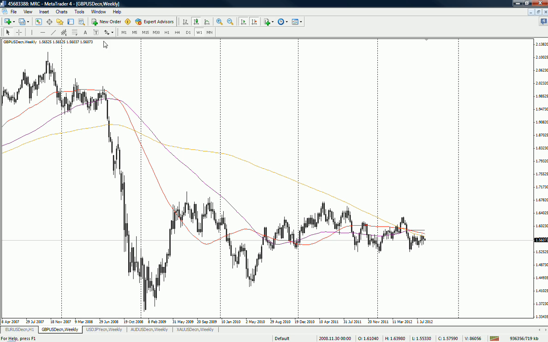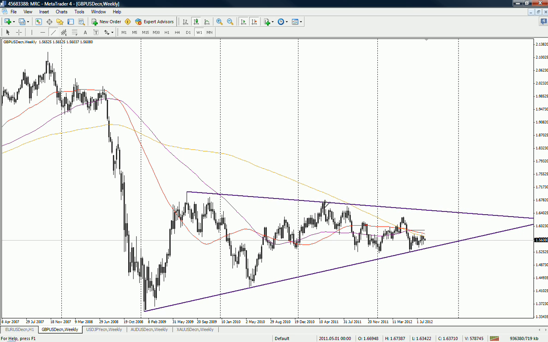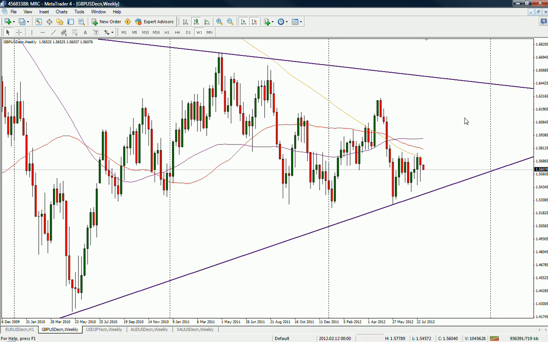Okay, let's have a look at cable chart. What do we have on the cable? This is the weekly chart. The first thing I always have a look at is the trendline support. It's still playing inside this sort of triangular formation here. So you have the trendline resistance and the trendline support. In terms of the moving averages, you can see this 200 week moving average is capping cable currently.